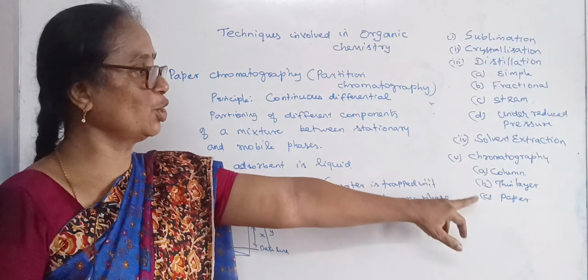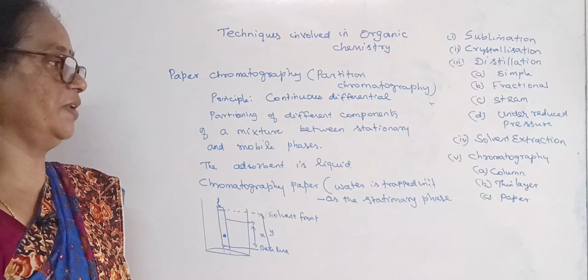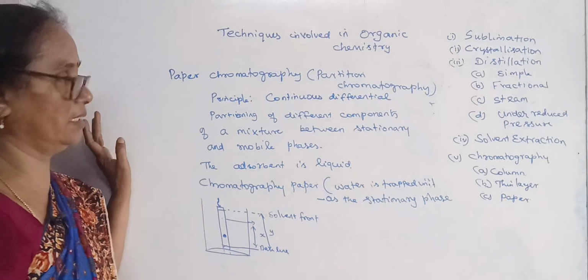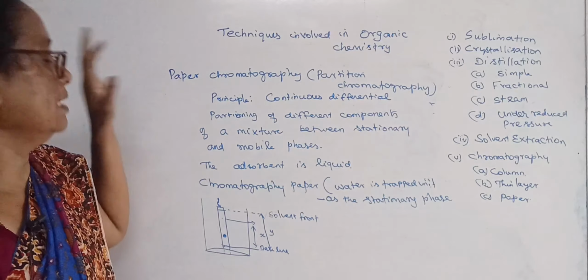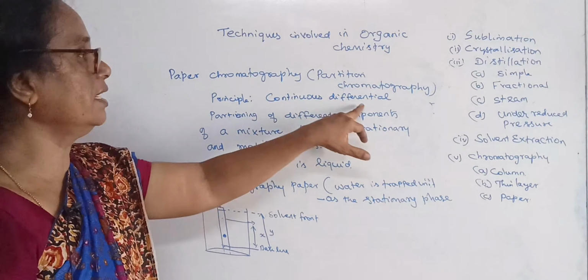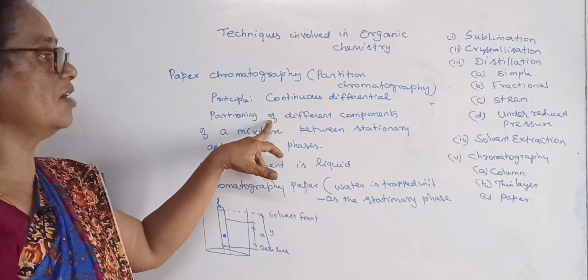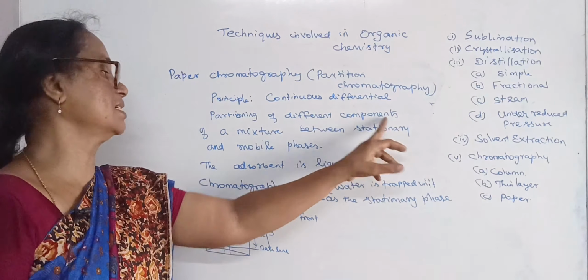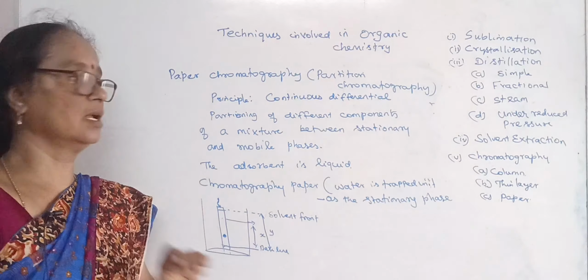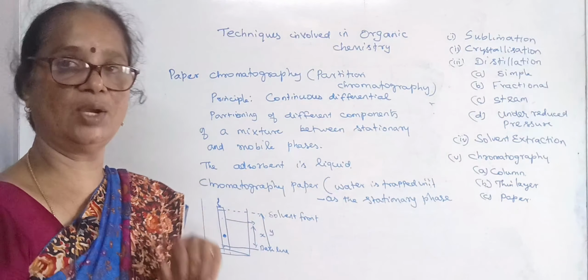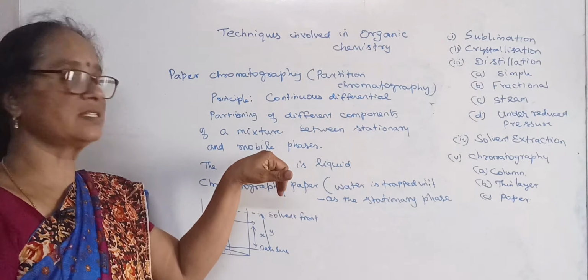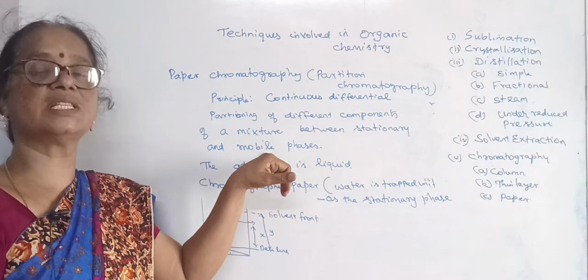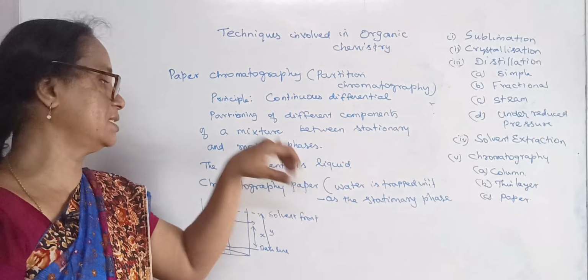The last chromatographic technique is paper chromatography. Paper chromatography follows partition chromatographic techniques. In this case, the mixture is allowed to undergo continuous differential partitioning of different components of a mixture between the stationary phase and the mobile phase. The stationary phase is actually a liquid phase, and the mobile phase contains the solvent or a mixture of solvents in which the compounds to be separated are taken.